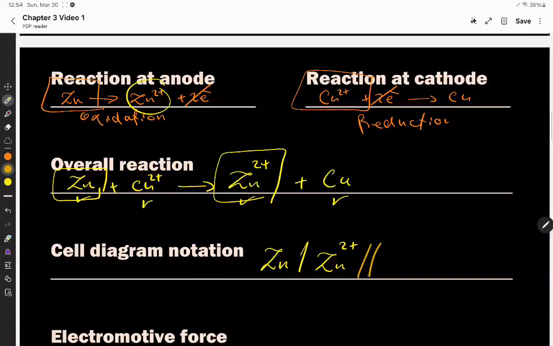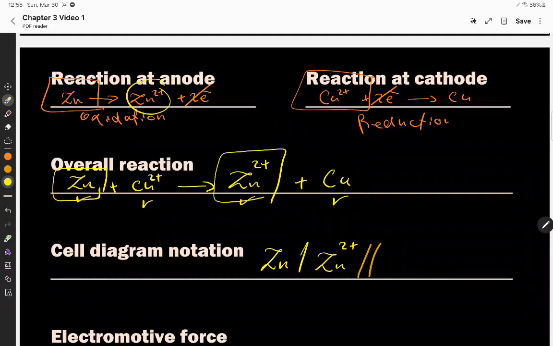If you don't have a salt bridge, if you have a porous barrier, which is a membrane, we are going to write a dotted line, like this one. This means a porous barrier or membrane, which allows the movement of ions but not mixing of the solutions. So in some cells we can use the salt bridge or we can use a porous barrier. Now this zinc before, zinc after.